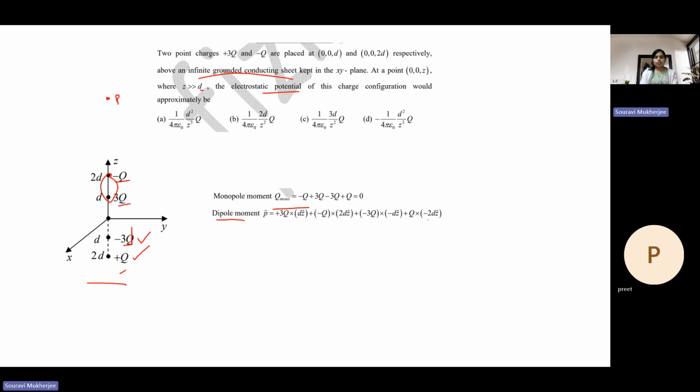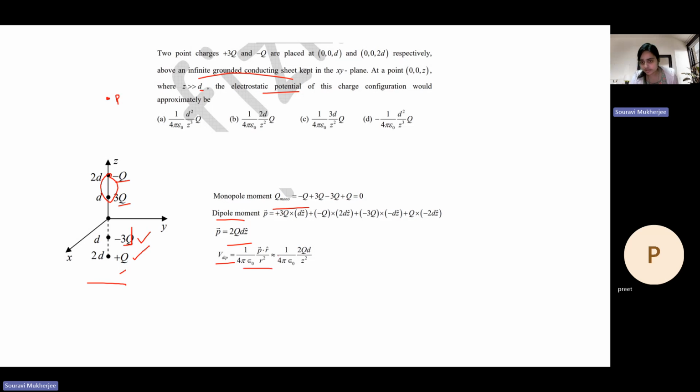Yeah. So now this is your dipole moment. If you have a net dipole moment, what is the potential for a net dipole? So this is your net dipole for your question. Okay. Now the potential for a dipole is given by this relation. How do we get to this relation?